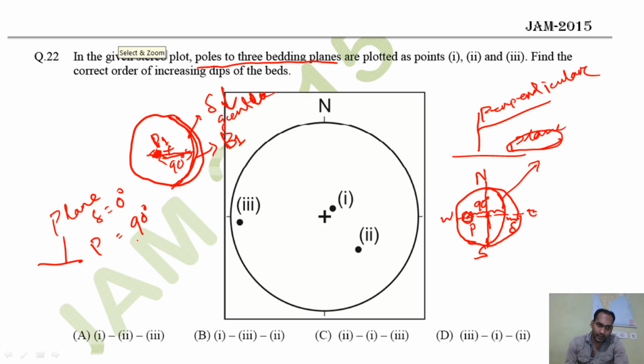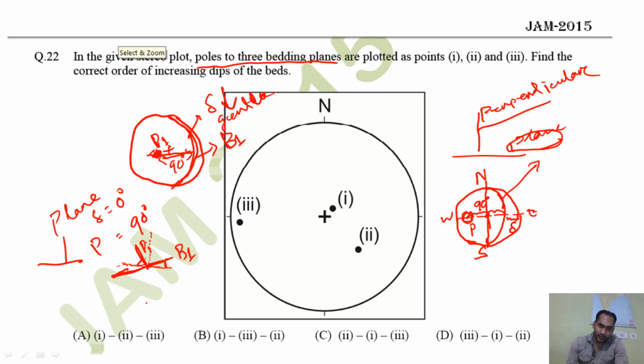If the plane is a little bit dipping, if it is gentle, then this is the horizontal, right? So if the plane is dipping gently, then the pole is also closer to 90 degree. Sorry, it is B1 and it is P1, right? It is closer to 90 degree.